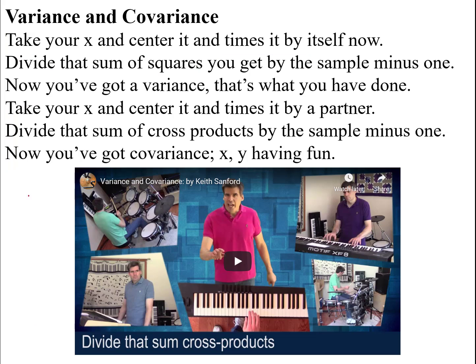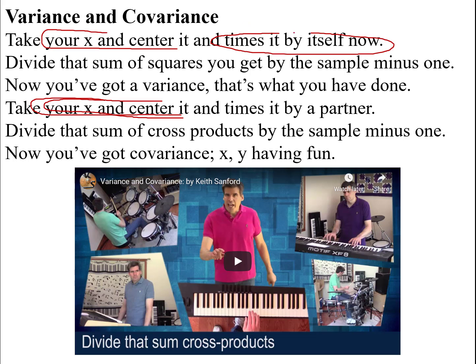And in contrast, to calculate a covariance, we start off the same way. In both cases, we take an x variable, we center it. But the difference is, with a variance, we times it by itself, centered x times itself. With a covariance, it's centered x times a partner, centered x times centered y. So for a covariance, we take our x and center it and times it by a partner. And then we're going to add up those cross products to get a sum of cross products.